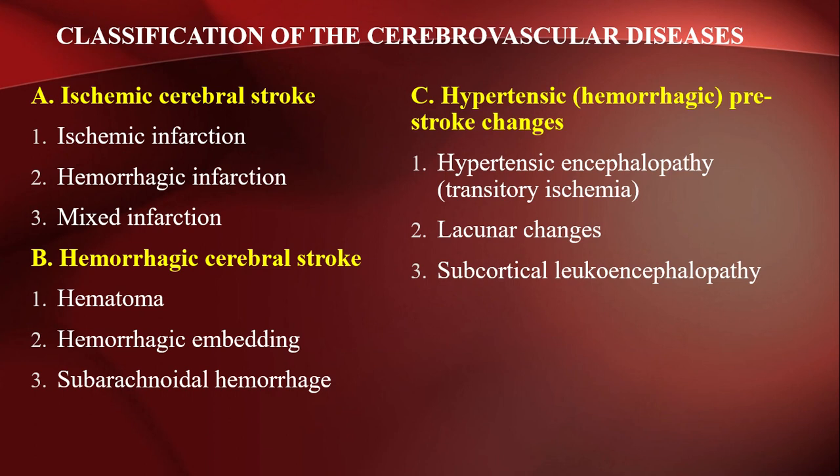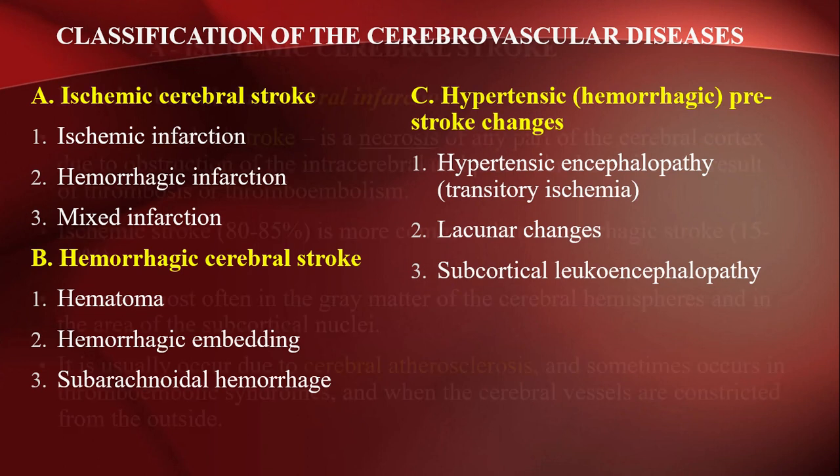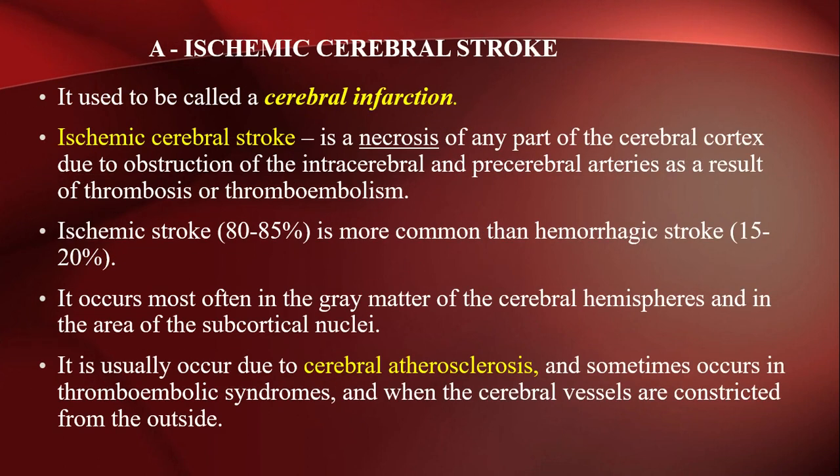There are three groups of cerebrovascular disease: ischemic cerebral stroke, hemorrhagic cerebral stroke, and hypertensive pre-stroke change. The ischemic cerebral stroke used to be called cerebral infarction. It is a necrosis of any part of the cerebral cortex due to obstruction of the intracerebral and precerebral arteries as a result of thrombosis and thromboembolism.